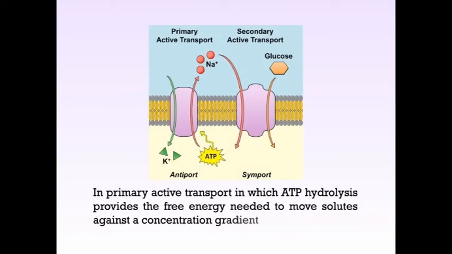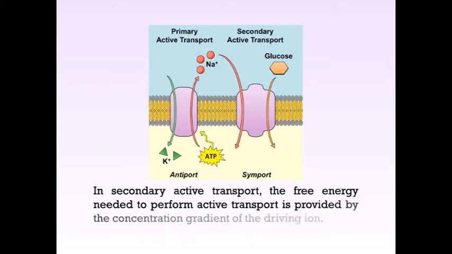Unlike in primary active transport, in which ATP hydrolysis provides the free energy needed to move the solutes against the concentration gradient, in secondary active transport, the free energy needed to perform active transport is provided by the concentration gradient of the driving ion. So to call this process secondary active transport is appropriate, since the existence and maintenance of the concentration gradient of the driving ion is accomplished by primary active transporters, that is pumps.